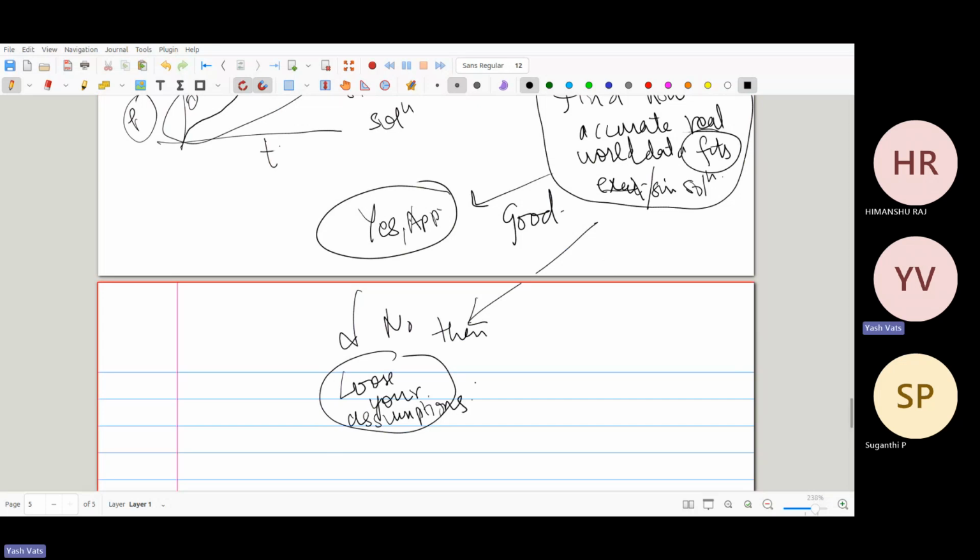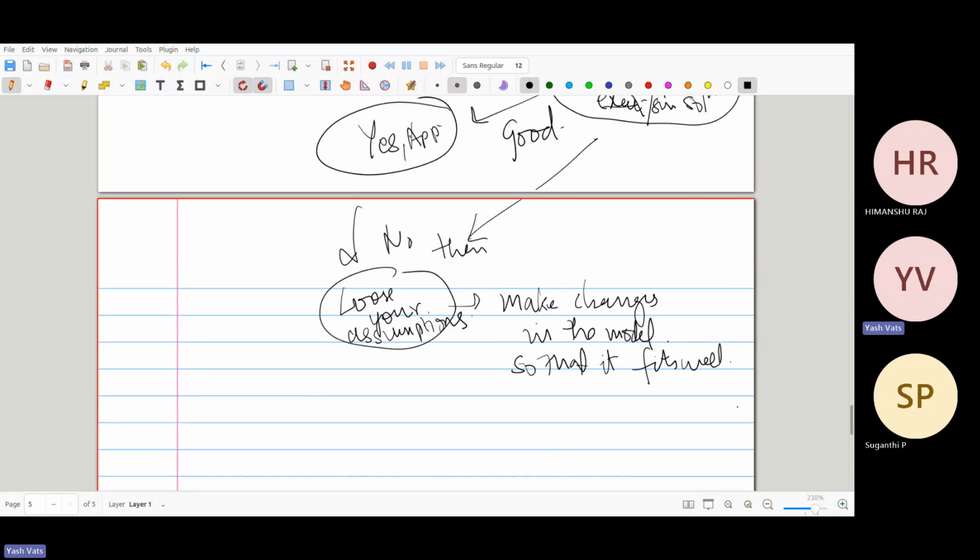Lose your assumptions and make changes in your model so that it fits well. It fits well and it represents the real situation well. That's the direct comparisons, and that's all. That's about the mathematical modeling part.